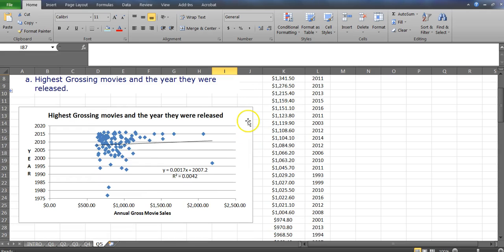So make your graph look pretty: title, axis labels, trend line, and make sure you add the equation, and you will be a scatter plot graphing professional. And just repeat that for the 2 other problems.